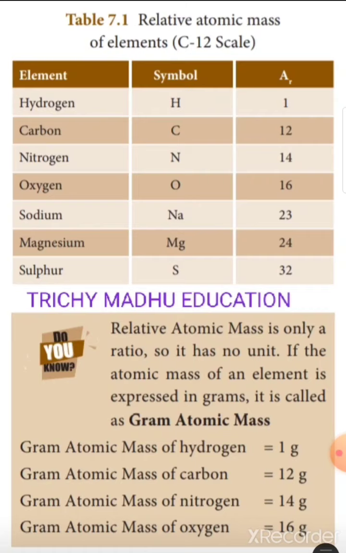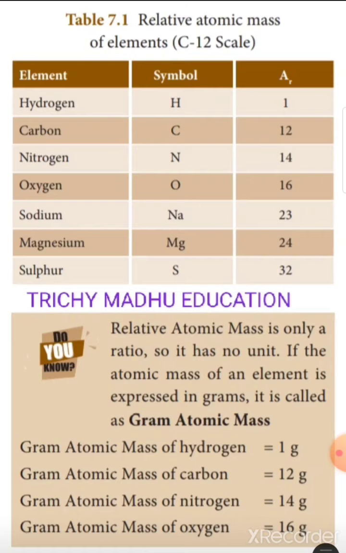So the gram atomic mass of hydrogen, carbon, nitrogen and oxygen is given. For hydrogen, the gram atomic mass is 1 gram. For carbon, it is 12 gram. For nitrogen, 14 gram. For oxygen, it is 16 gram. The atomic mass is expressed in terms of gram.